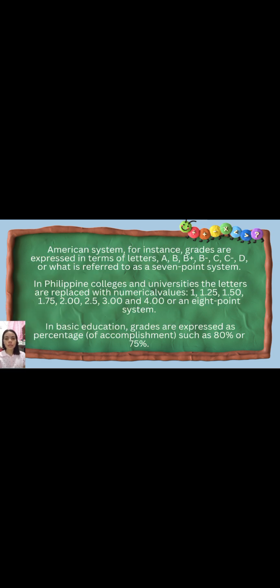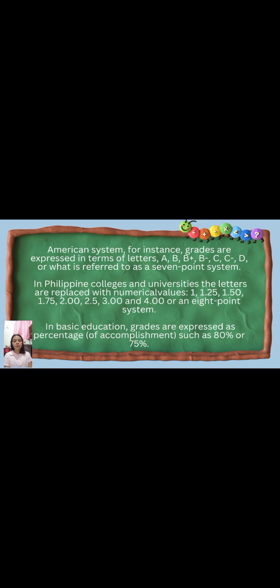So, the American system. In the grading system in America, for instance, grades are expressed in terms of letters: A, B plus, B, B minus, C, C minus, D, or what is referred to as a 7-point system. Next one is Philippine colleges and universities. The letters are replaced with numeral values of 1, 1.25, 1.50, 1.75, 2.0, 2.5, 3.0, 4.0, or an 8-point system.